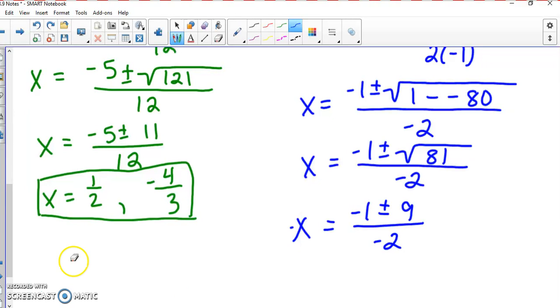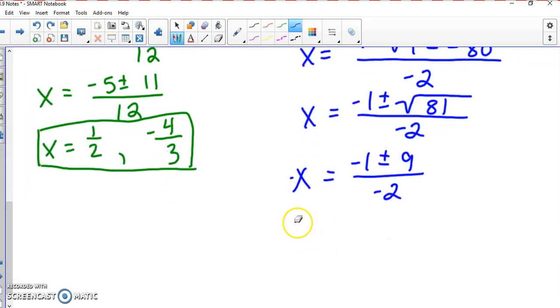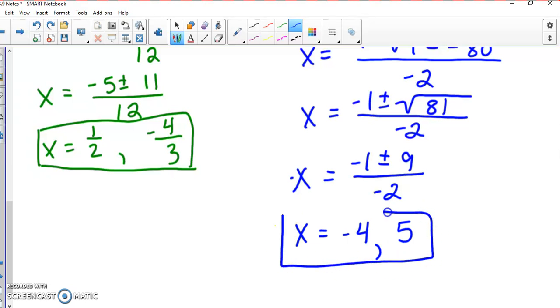Okay, and then I can go from there. So if I go -1 plus 9, I'll have 8. 8 divided by -2 is a -4. And my other answer then, -1 minus 9 divided by -2 will give me a +5. So there's my two answers there.